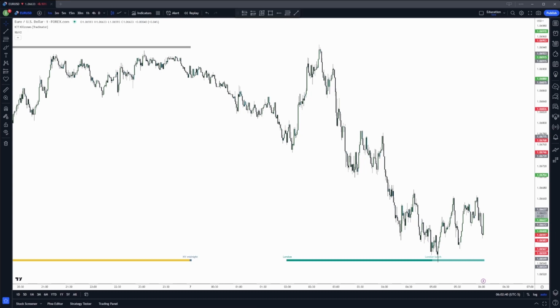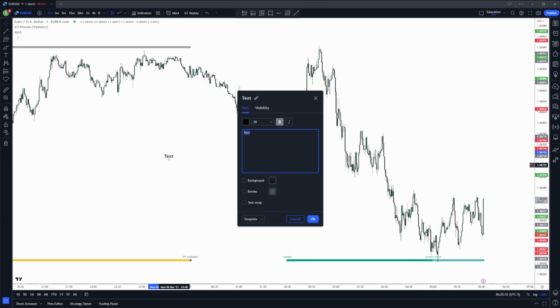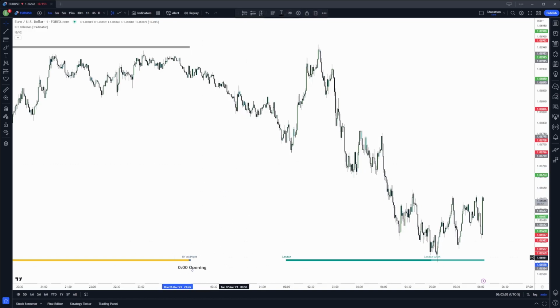So let's actually use today as an example. As we can see, we are now in the London lunch session, and let's actually take a look. For this method, what you will need to note is the following. You will need to write down the midnight opening. All right, so that's what we're going to be taking into account. And then for New York, you're going to be taking into account the 7:30 opening of the New York session.